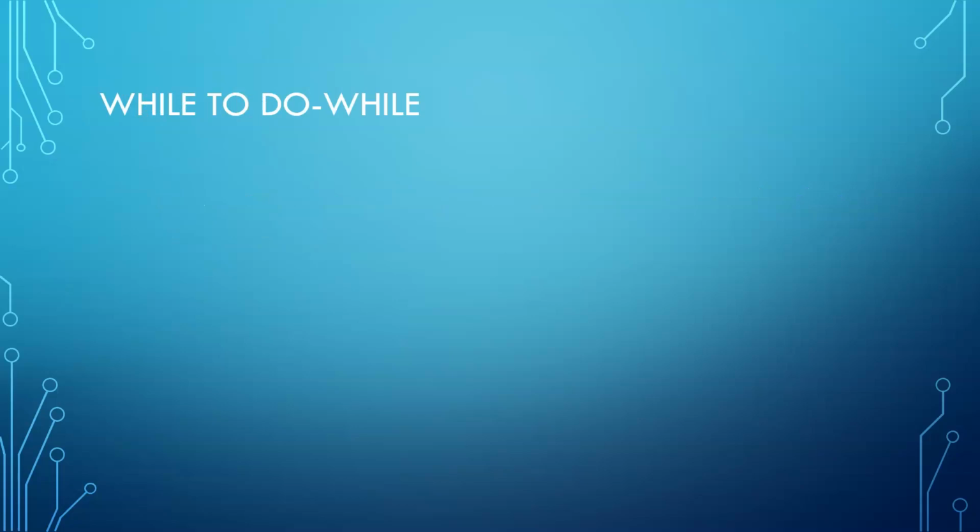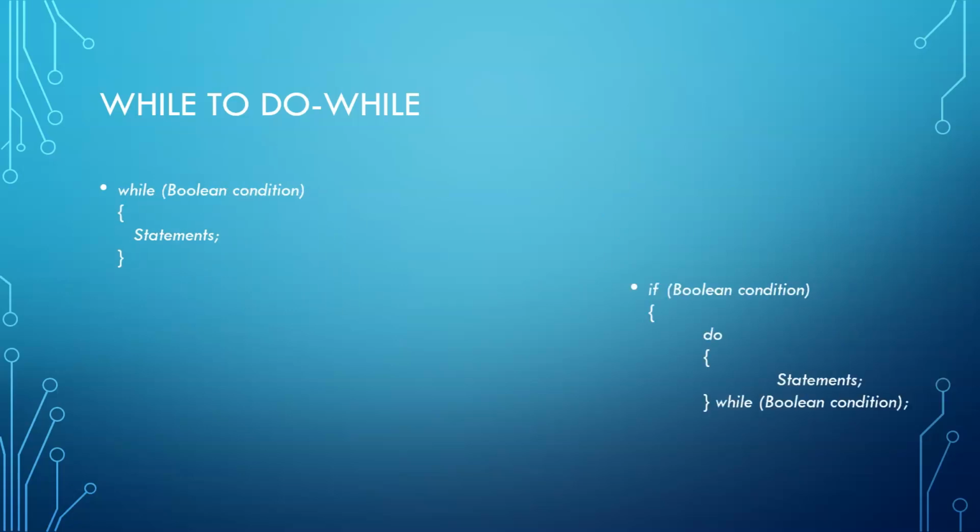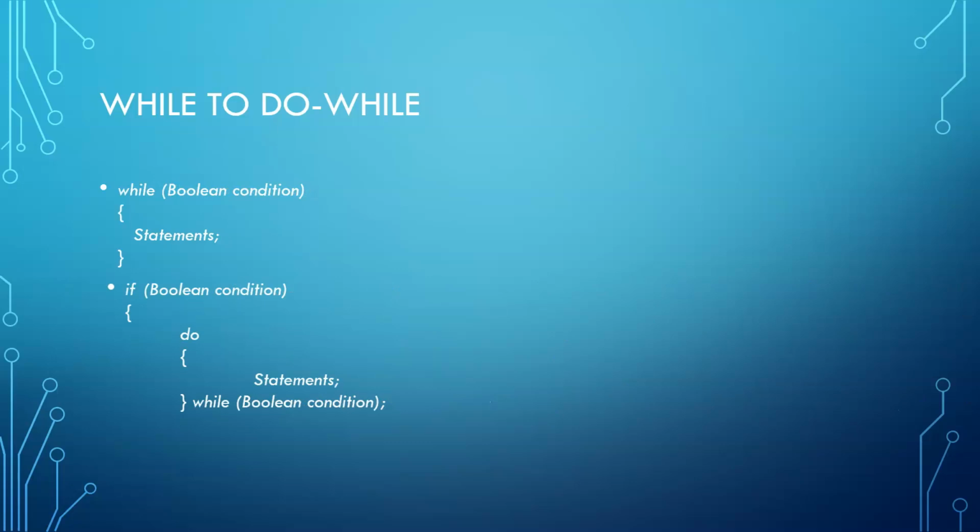So let's talk about, though, if you want to take a while and put it into a do while. A while is simply just while, some Boolean condition, and then inside the curly brackets, you're going to put some statements. Now with a do while, you're going to have your do, some statements there, and then the while with some Boolean condition.